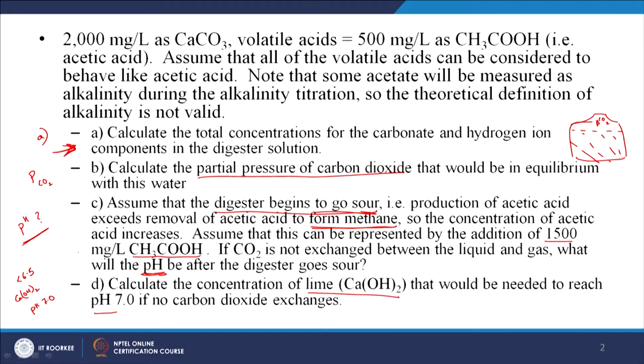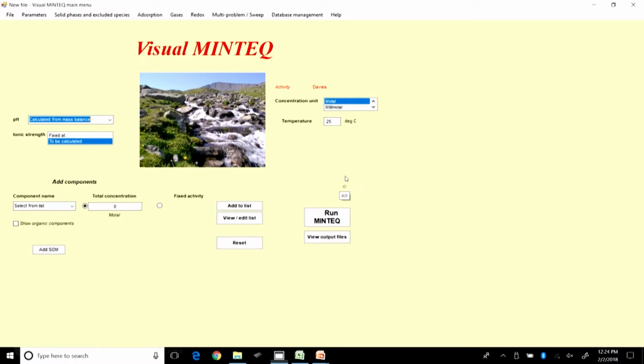Anyway, now that we understood what the questions are about, or what we are trying to achieve, let's go through and see how we go about this. Here, obviously, calculate the partial pressure of carbon dioxide that would be in equilibrium with this water. That can be achieved just by plugging in the values from last time. I believe I should have stored them and not removed them, but let me see if I remember how to do so.